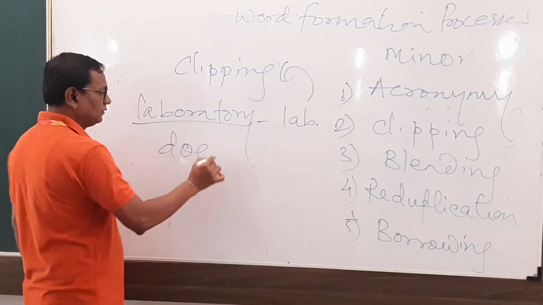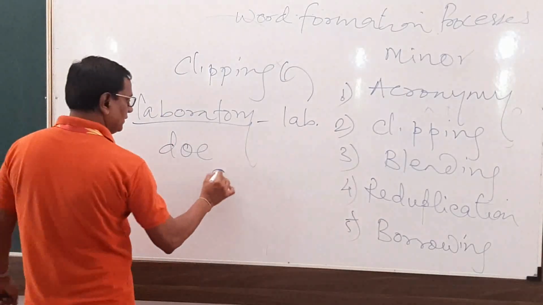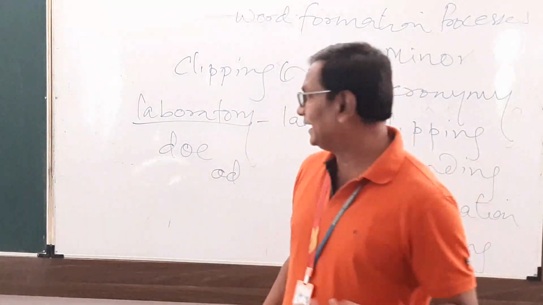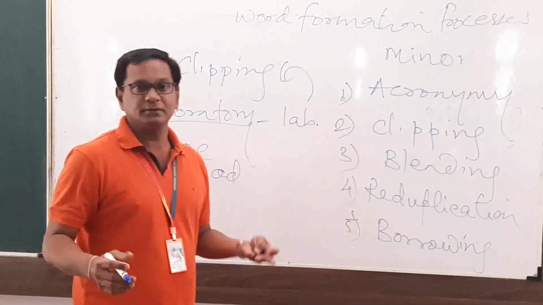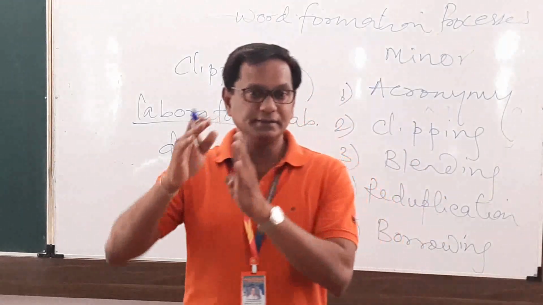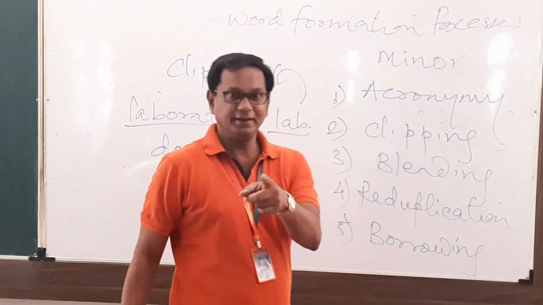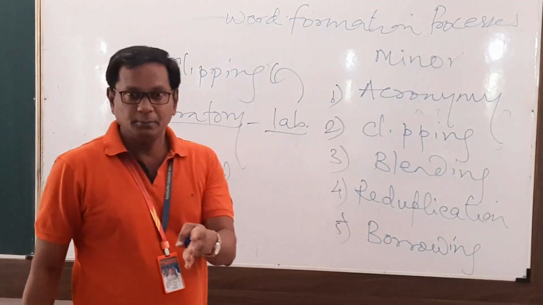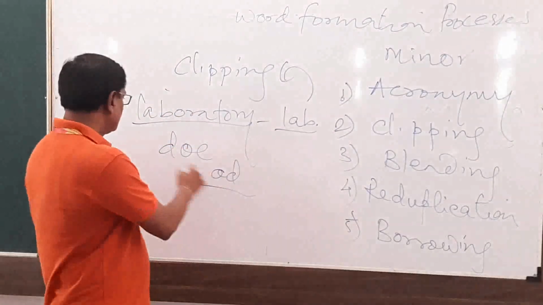We have doc for doctor, for document, we have ad for advertisement. So n number of words we use in our day-to-day life give us the examples of clipping. So in clipping, what happens? The longer part of a word is intentionally broken, and whatever part is left is used as a word. So lab is not a word, it is a clipped word, we can say, right? So ad is not a word, though we use it as a word, but grammatically, morphologically, ad is a clipped word, doc is a clipped word.